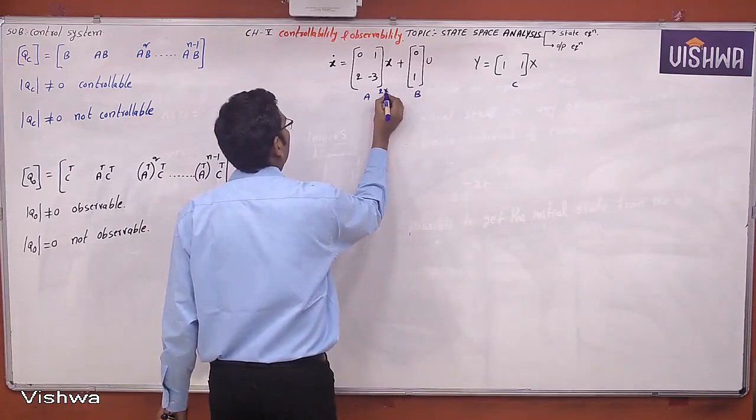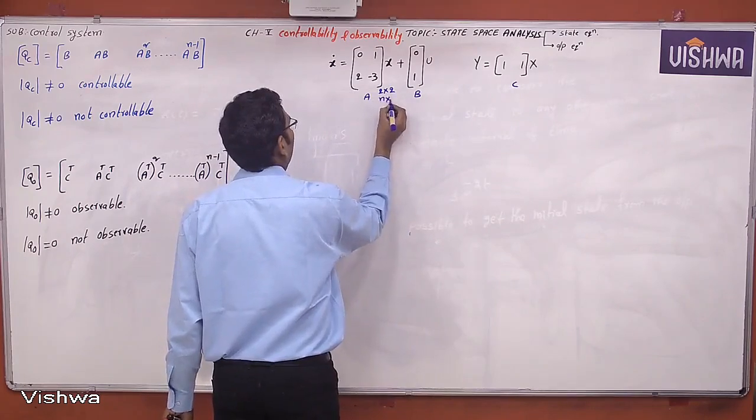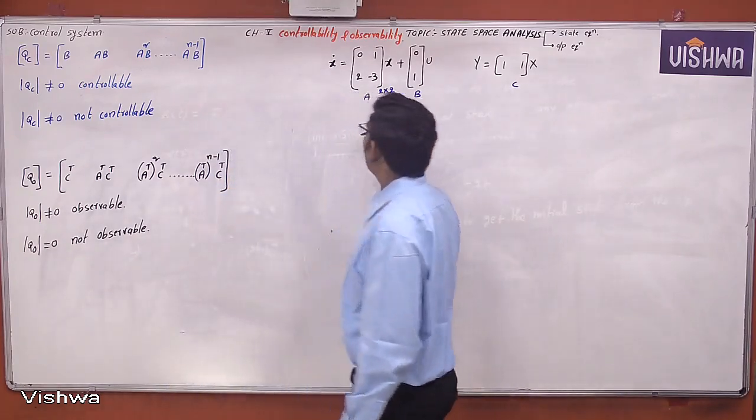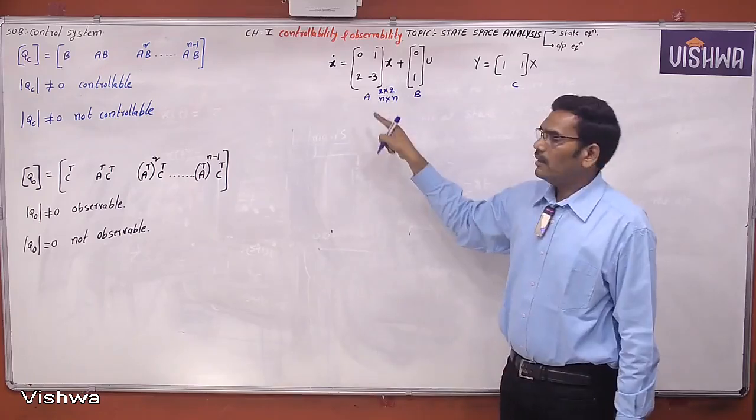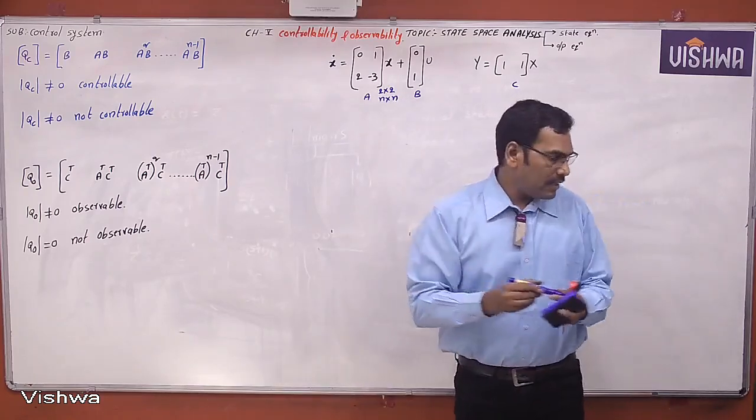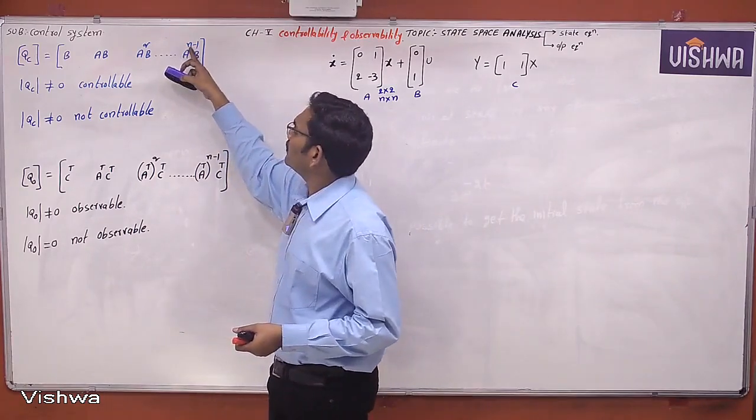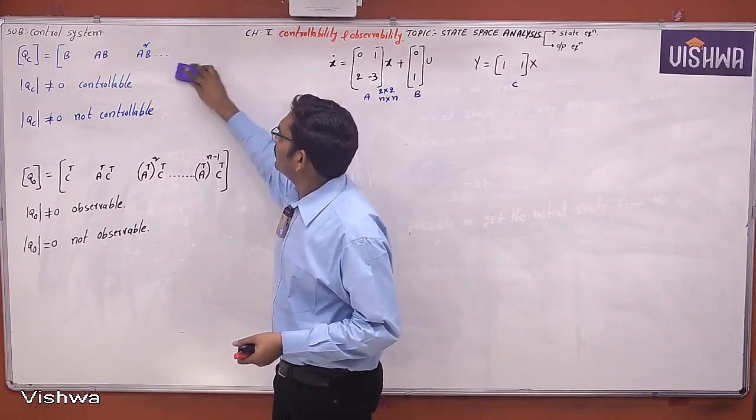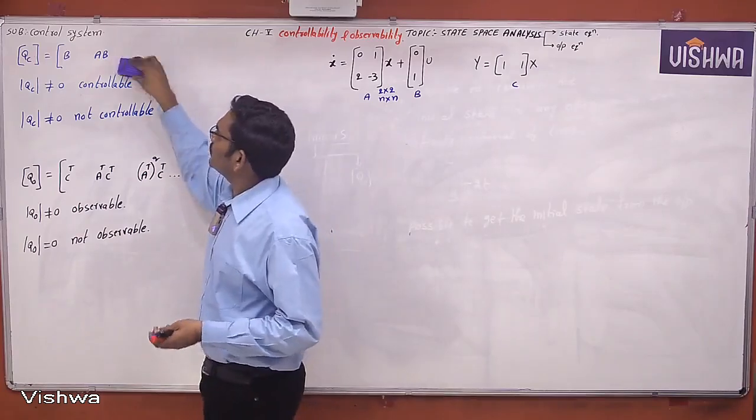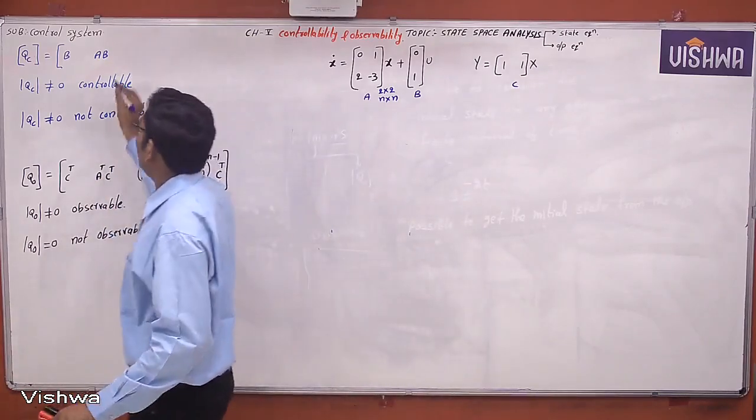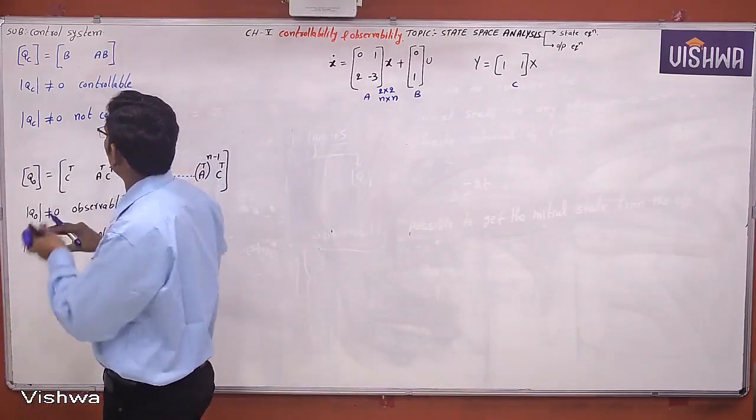The A matrix order is 2 by 2, n by n. Therefore, what is n? The n value is 2. If n value is 2, then 2 minus 1 is 1. So the controllability matrix is B, AB. The boundaries are now restricted to this.